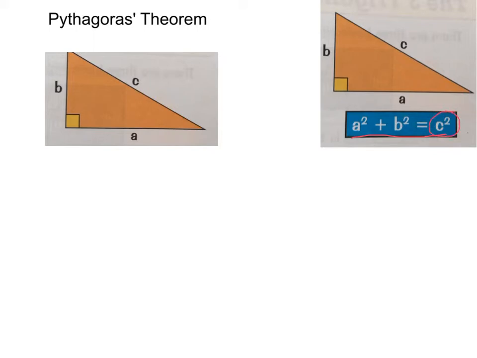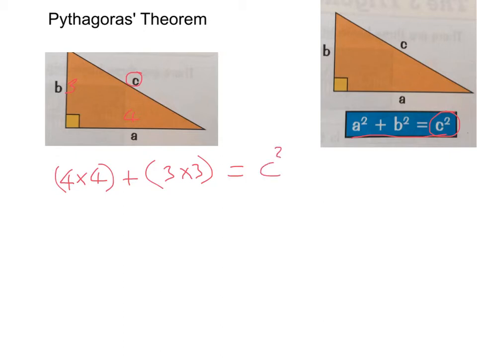If we look at this example, if we go 3, 4, and we want to know what C is, now it's pretty obvious what it's going to be, but this is just for the example to show you the equation. We'd put A squared in, which would be 4 times 4, plus B squared, 3 times 3, equals C squared. Just write that in as C squared for now.